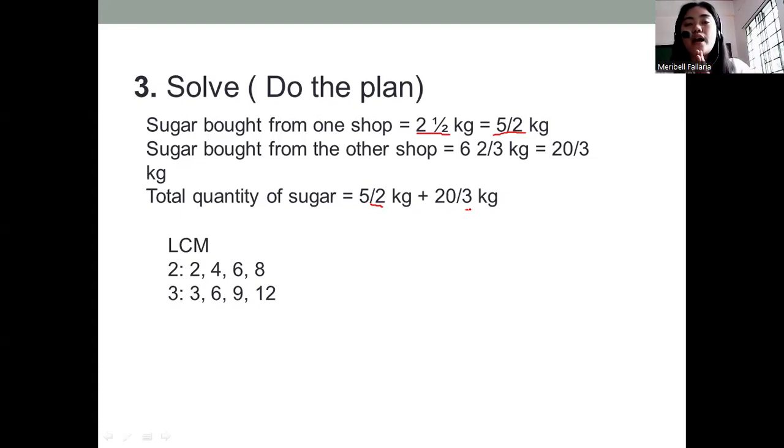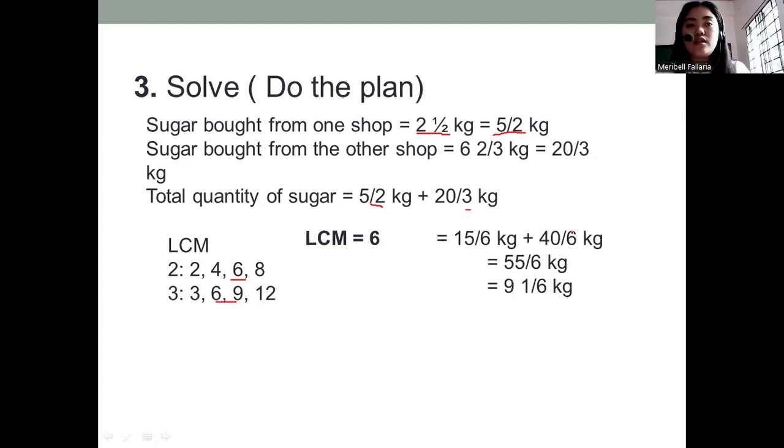And there we have the 6, right? So the lowest common one. Now, we're going to use this like this. Okay, how did it become 15? So 6 divided by 2 is 3, times 5 is equal to 15.